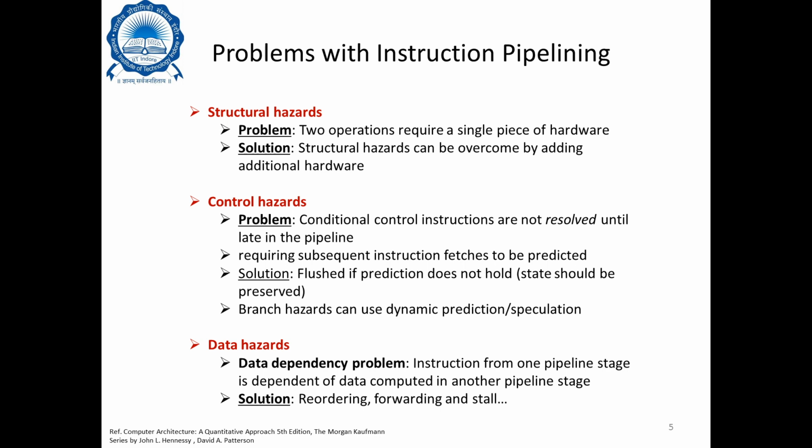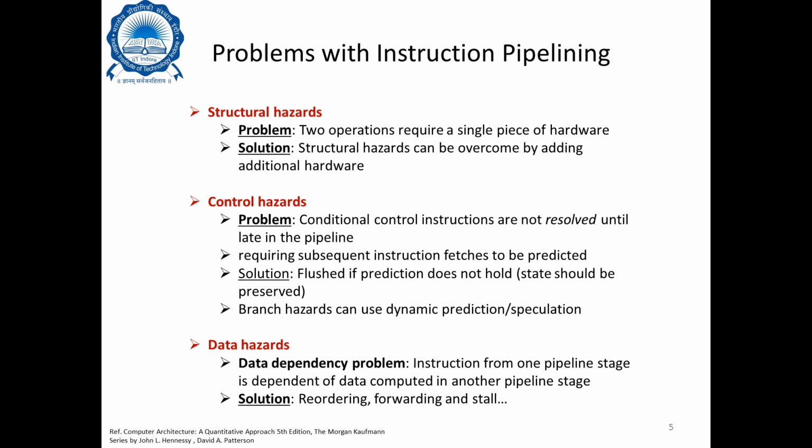Let us have a look at briefly what these hazards indicate. The structural hazard says that if two operations require a single piece of hardware at the same instant of time, then it may cause a structural hazard. So two operations trying to simultaneously access a single piece of hardware would cause a structural hazard. However, it can be overcome by adding an additional piece of hardware to do things in parallel.